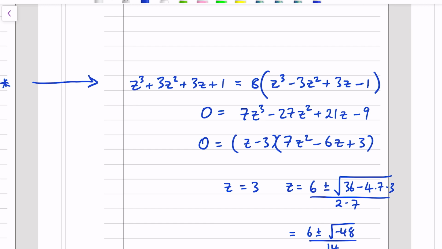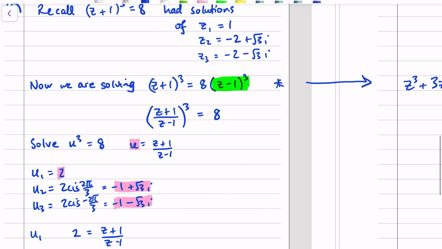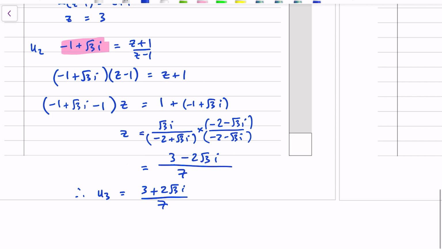The root 48 thing, we can write that as 16 times 3. Pull the 16 out of the square root as a 4. 4 over 14 is 2 over 7. So we get 2 over 7 root 3i, which I believe is what we had. Yes, it was. So there are the three solutions.